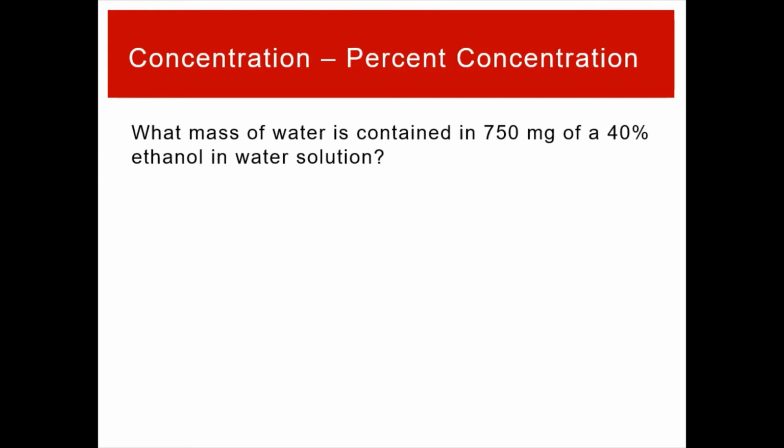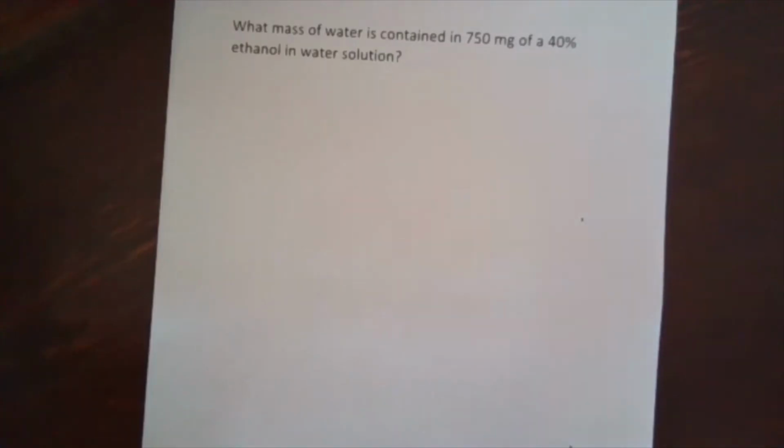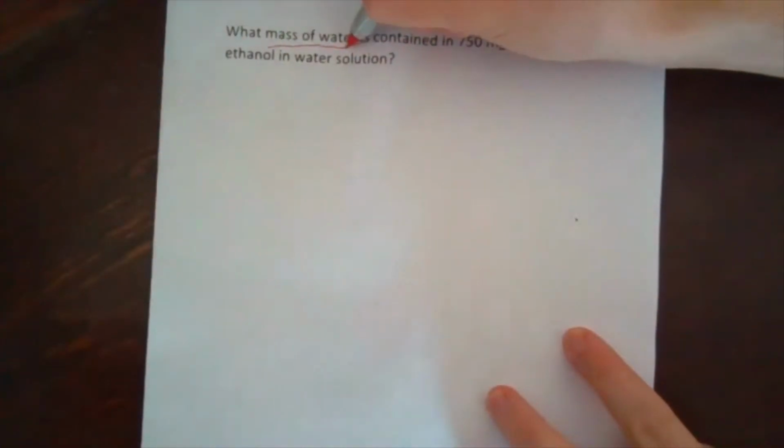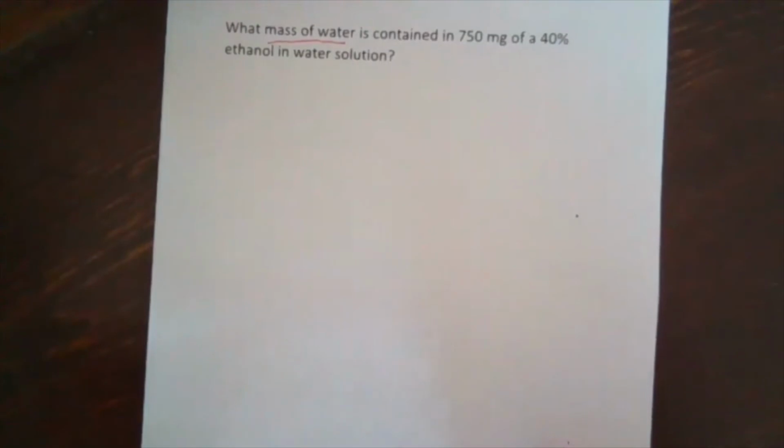So in this case, I want to know what mass of water is contained in. So this is a part of the solution, and I want to know how much is in this particular version of the solution. What mass of water is contained in 750 milligrams of a 40% ethanol in water solution? All right, so we know we want mass of water.